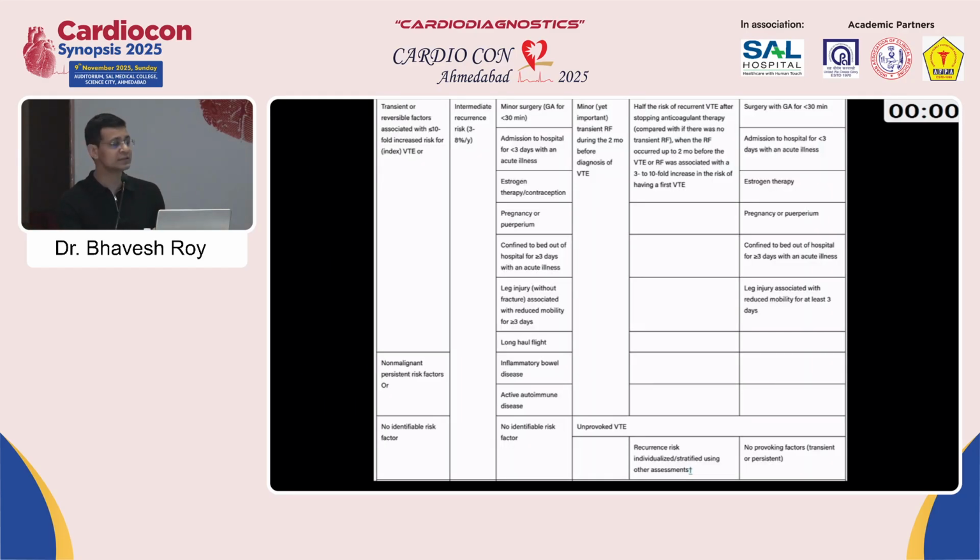Persistently, chronically inflammatory states and an unprovoked first event at a younger age with a strong family history. So these are the scenarios. Given that suppose the patient has intermediate high risk and they had a minor surgery of more than 30 minutes, admission for more than 3 days, estrogen therapy, pregnancy. These are the events in which the first event has occurred. You may consider continuing the anticoagulation for the long term.